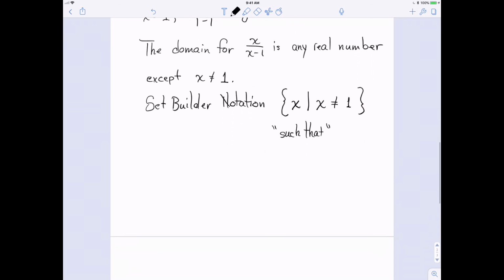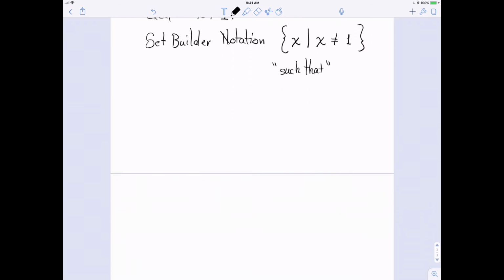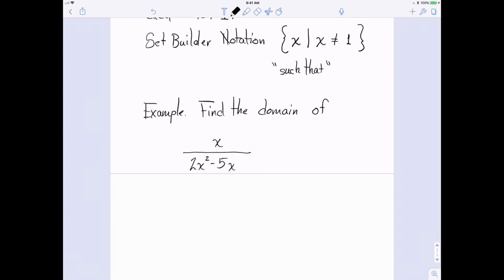Okay, let's try one more example. Let's find the domain of the rational expression, which in this one is 2 over 2x squared minus 5x plus 2.